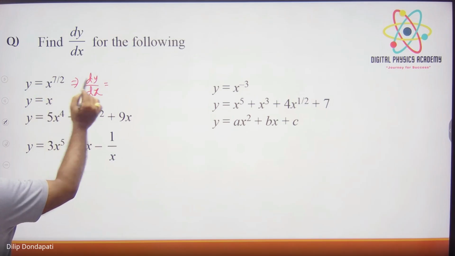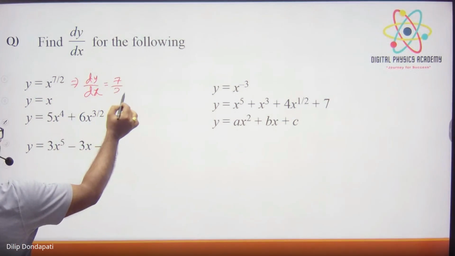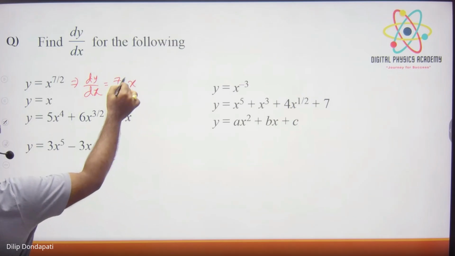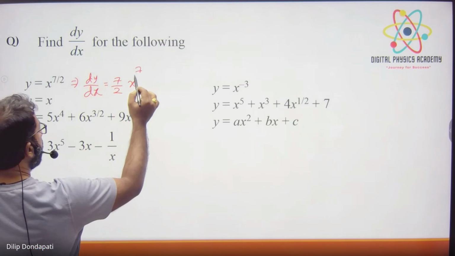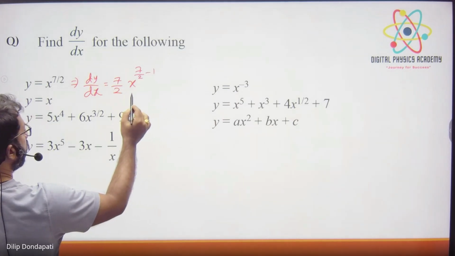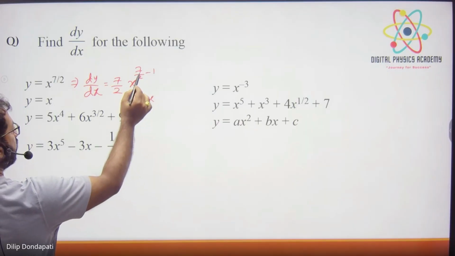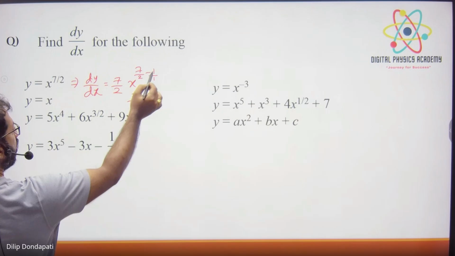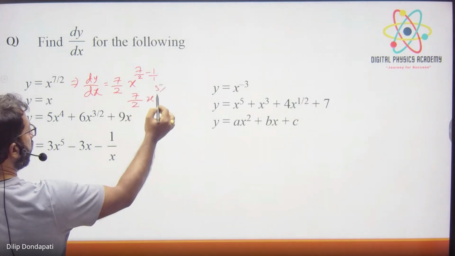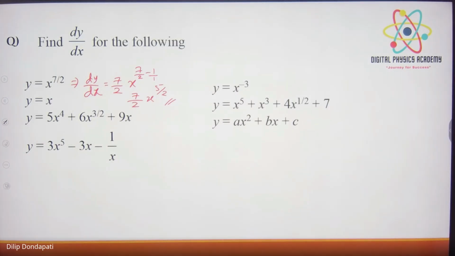n into x power n minus 1, that is 7/2 into x power 7/2 minus 1. So how much will it be? 7/2 x to the power of 2.5. Don't tell decimals, tell me the fraction. So if you take the LCM, 7 minus 2 is 5/2. 5/2, this is the answer. You should always tell the fraction, you should not tell decimals.